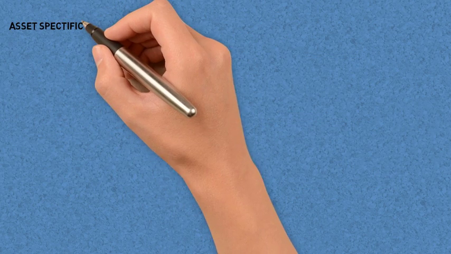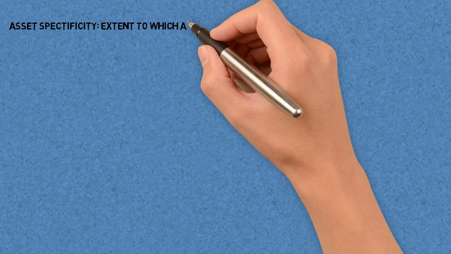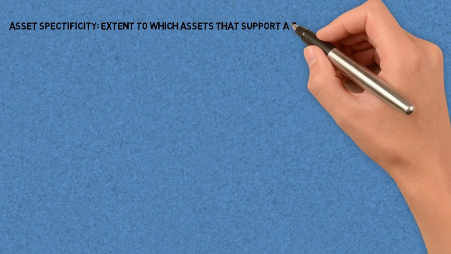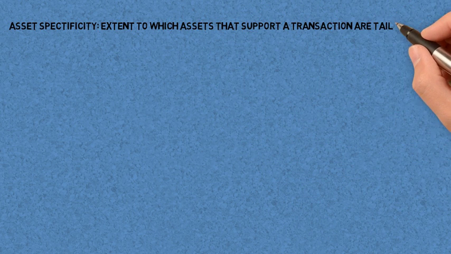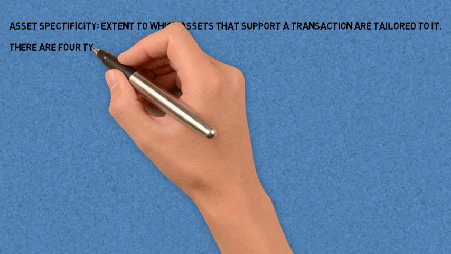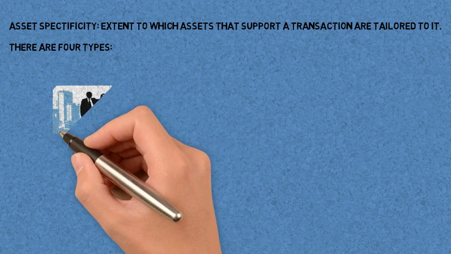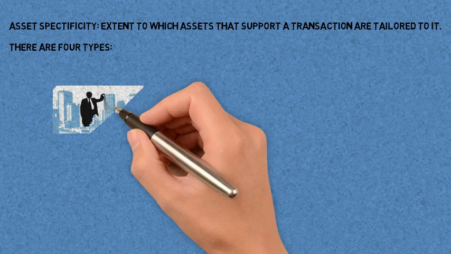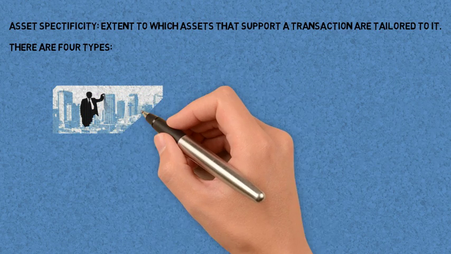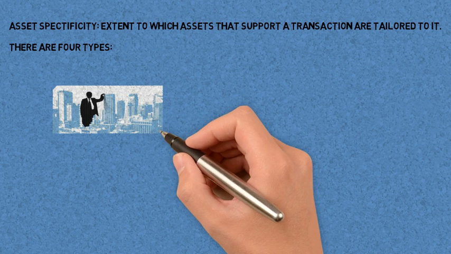Asset specificity refers to the extent to which assets that support a transaction are tailored to it. There are four types of asset specificity according to Williamson. The first one is site. This asset specificity includes highly immobile assets that remain in place to save transportation and inventory cost.